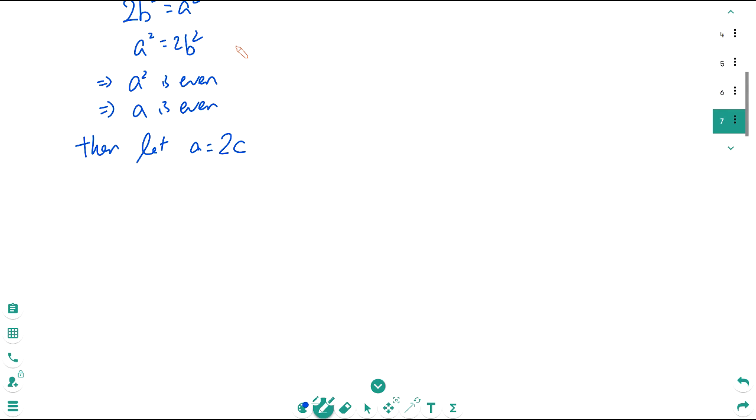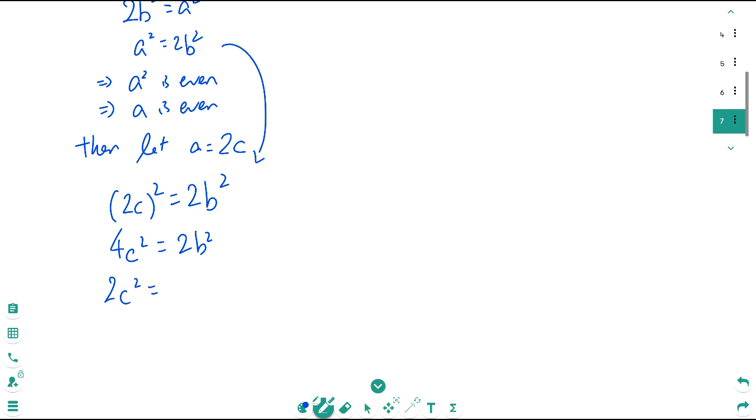Let a equals 2c. If a equals 2c, we carry on from here. 2c squared equals 2b squared. Square both: 4c squared equals 2b squared. Divide by 2: 2c squared equals b squared. If I flip left and right, this step is optional, b squared is 2c squared. Therefore, b squared is even, and therefore, b is even.